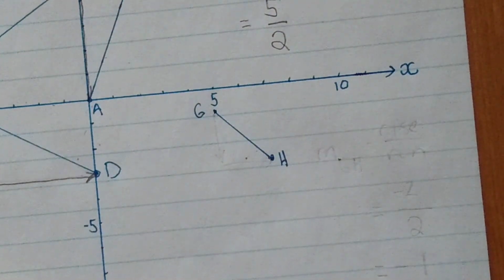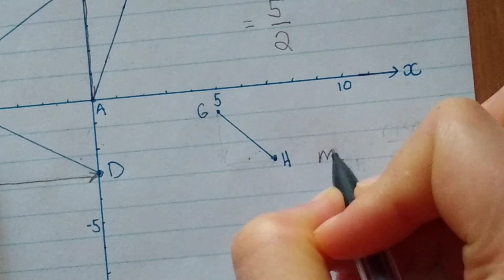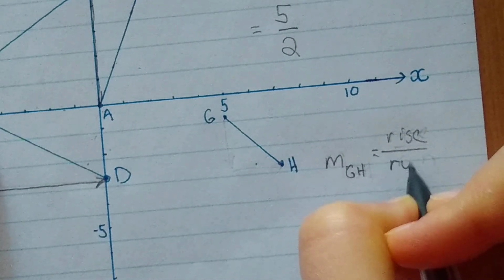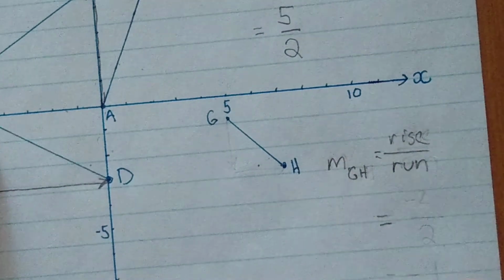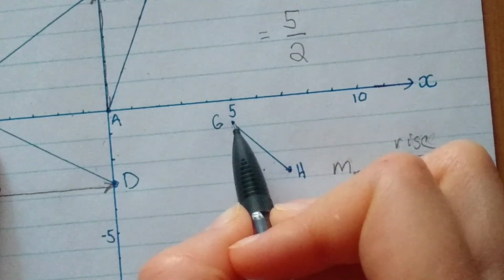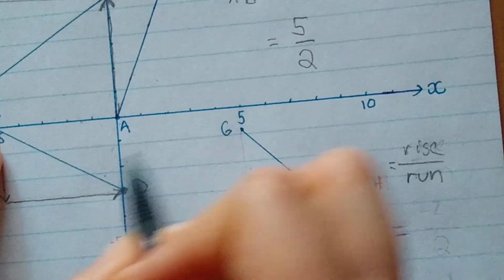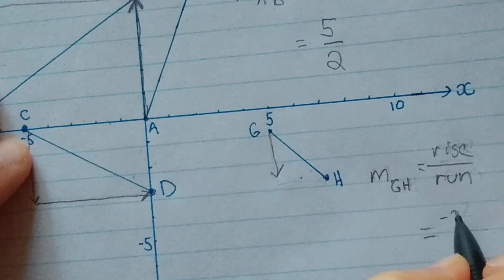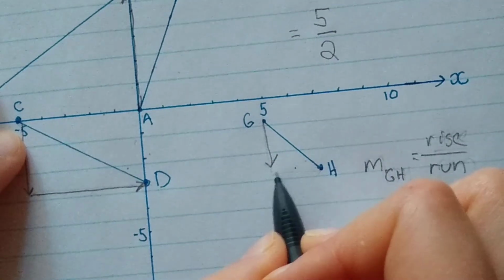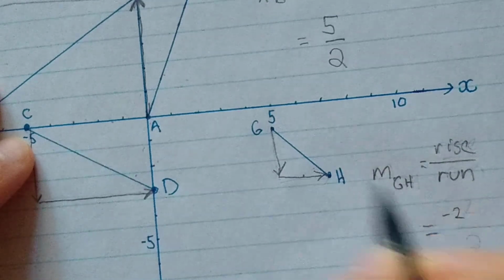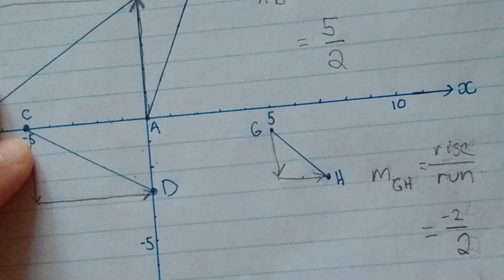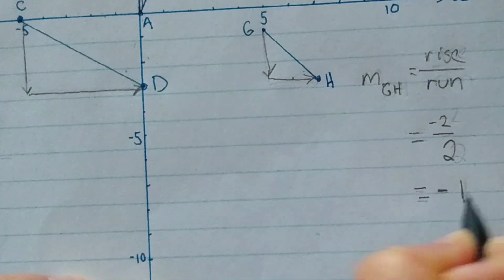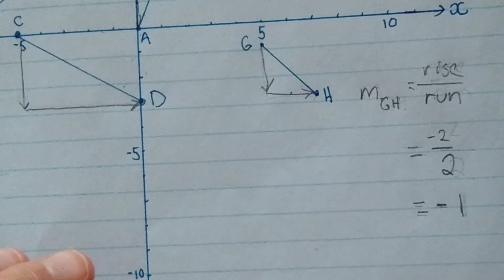Lastly, let's look at the line segment GH. So the slope of GH, as usual, is rise over run. So let's start here, and we're going to go down to get to H. We're going to go down 1, 2 units. So -2 is our rise, and then from here to here is 2 units. So we'll do +2 as our run. And you'll notice that this actually reduces. -2 over 2 is just -1. So the slope of the line segment GH is -1.